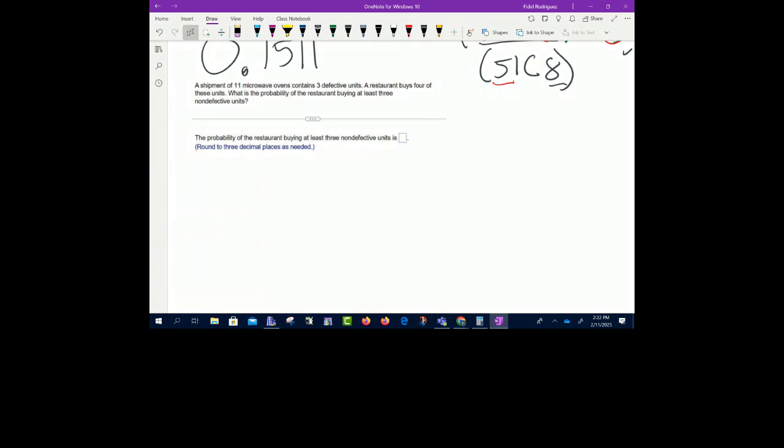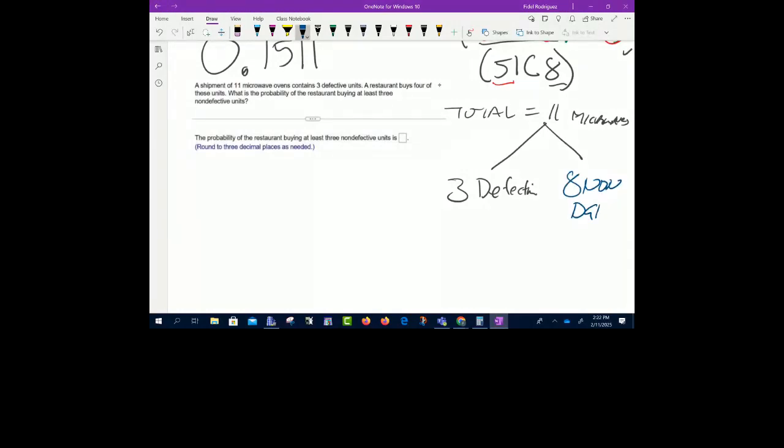Okay, so look, y'all, we're going to go really slow here. We have a total of 11 microwaves. Now, out of those 11, y'all, some of them don't work. How many microwaves do not work in this shipment of 11? How many are defective? 3. Okay, so 3 are defective. So y'all, if 3 of them are defective, how many are not defective? Anybody know? So if out of the 11 of them, if 3 of them don't work, how many do work? 8. Very good. 8 non-defective, right?